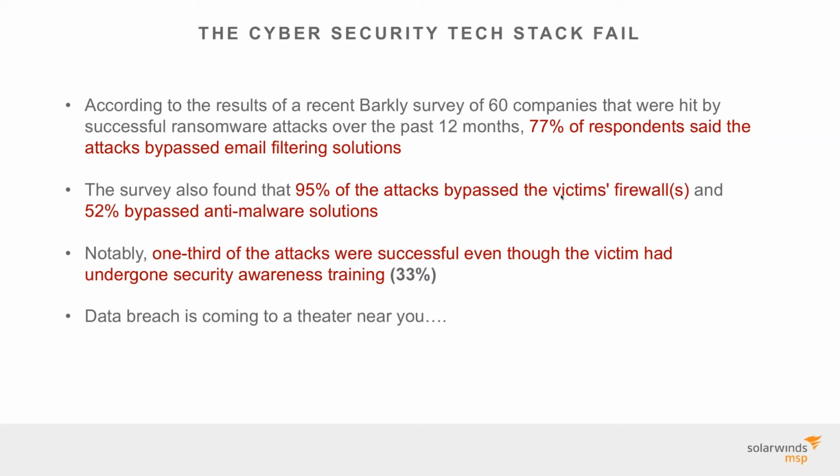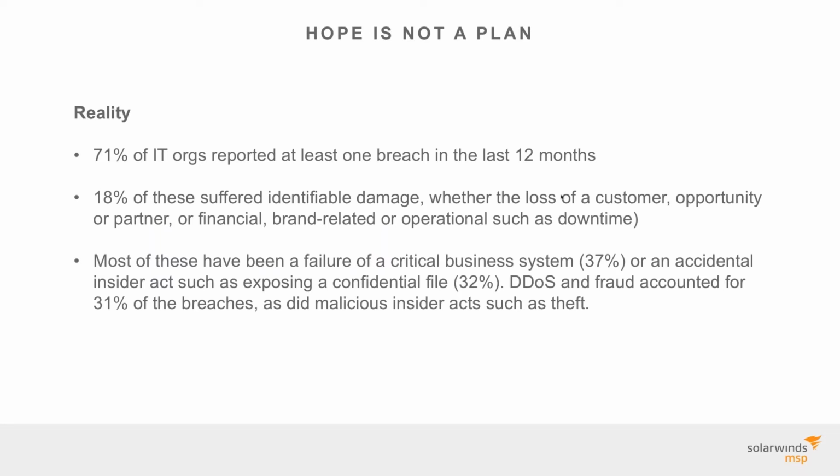So what can we do? And what's the reality? Well, the reality is hope is not a plan. 71% of IT orgs reported at least one breach in the last 12 months. Now that's whether or not it caused damage. So this could just be a simple malware infection. It doesn't necessarily have to have had damaging effects.